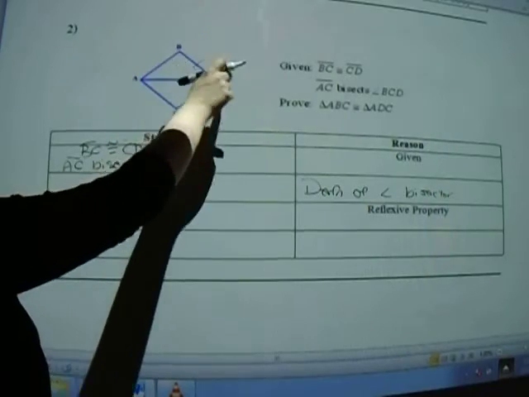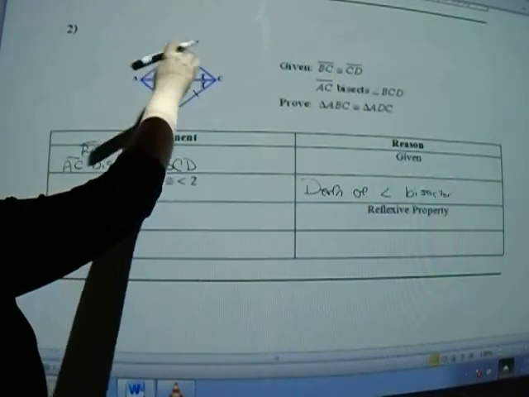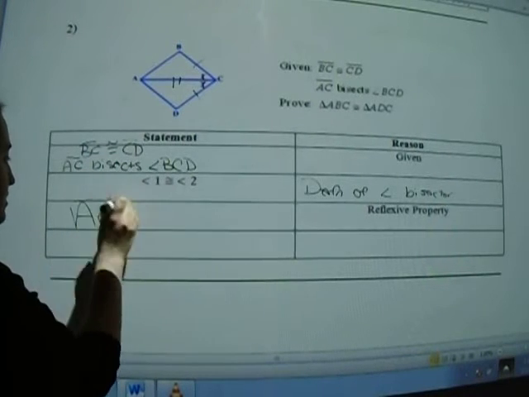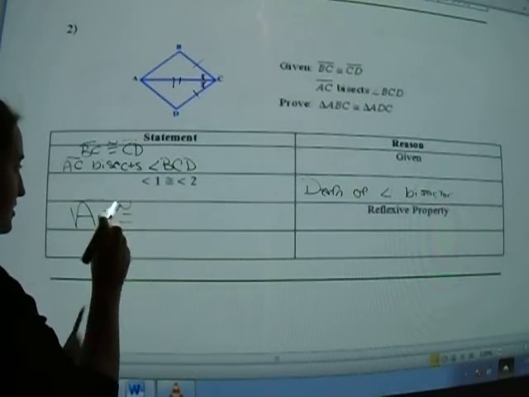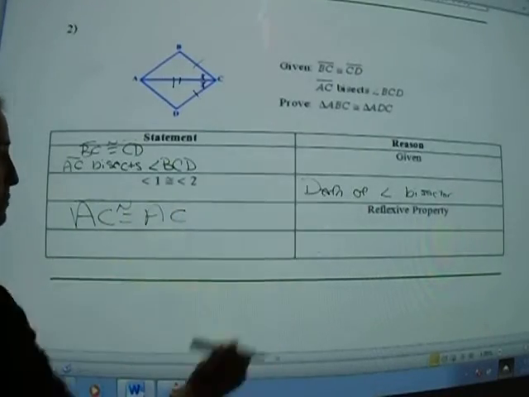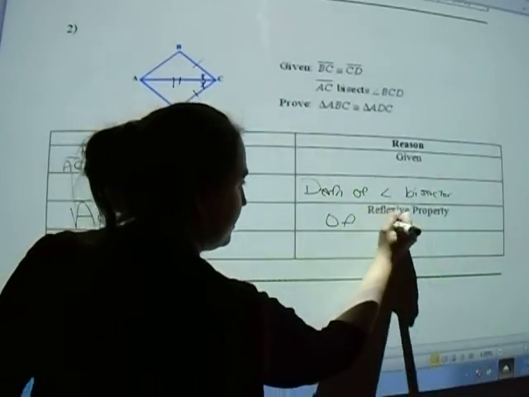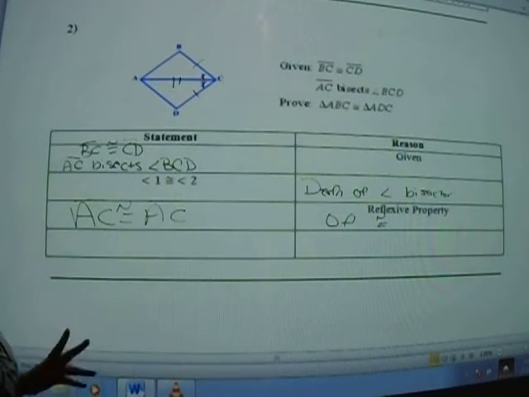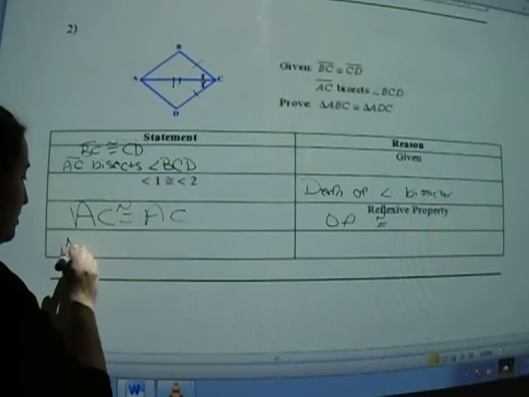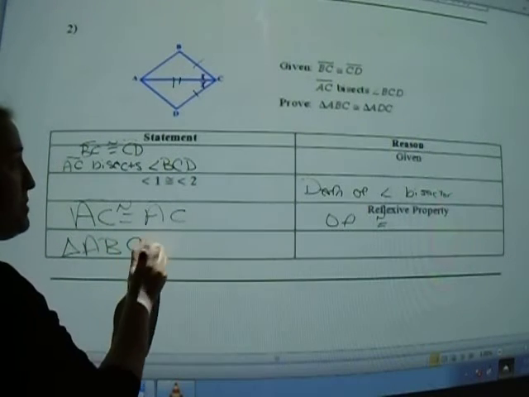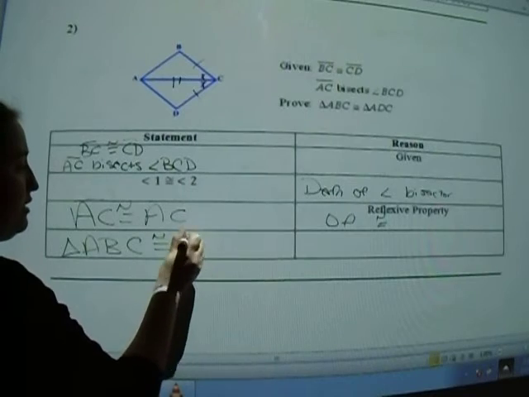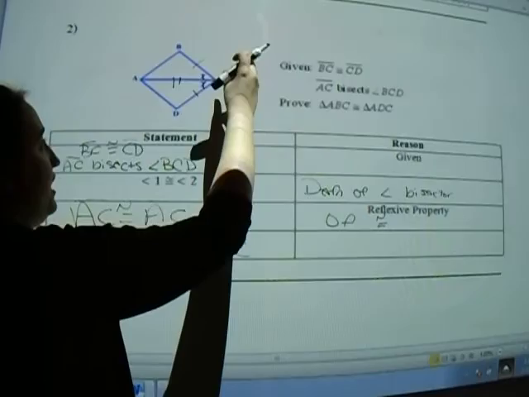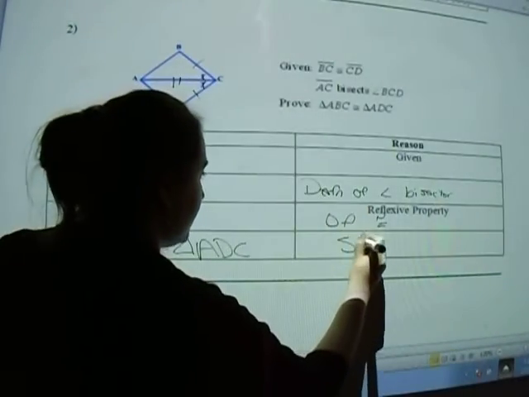Since these two triangles share a side, this side is congruent to itself for both triangles. So AC in both triangles is congruent to itself. And that's the reflexive property of congruence. That should be written, of congruence, not of equality, not this time. Finally, we're getting what we're trying to prove, which is triangle ABC is congruent to triangle ADC, and this is by side, angle, side, that postulate.